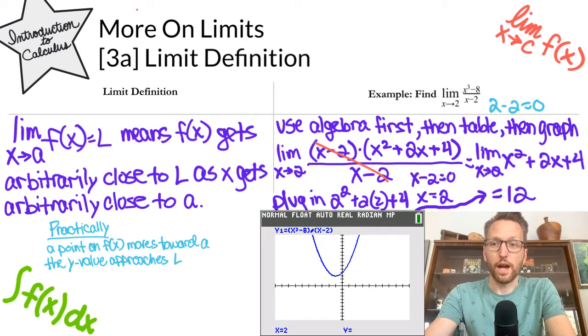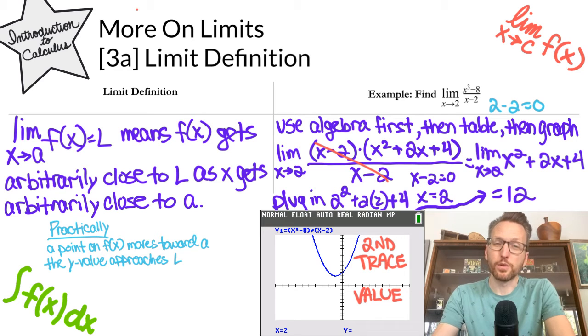So once it's finished graphing, what you could do is press second trace, which is the calc feature, and then press enter on value, and then you can plug in 2. So what I want you to see is that when x equals 2, y is nothing, not 0, but undefined. It doesn't give you a value. It's not defined.